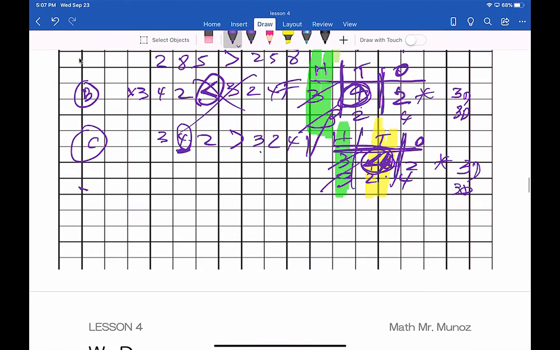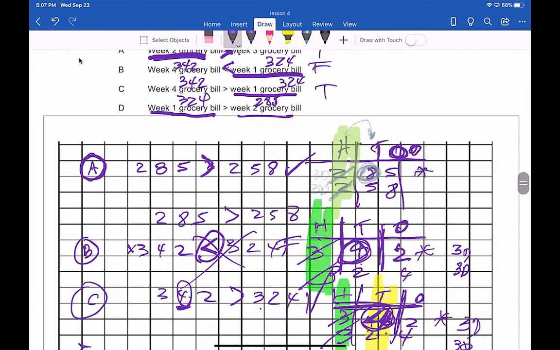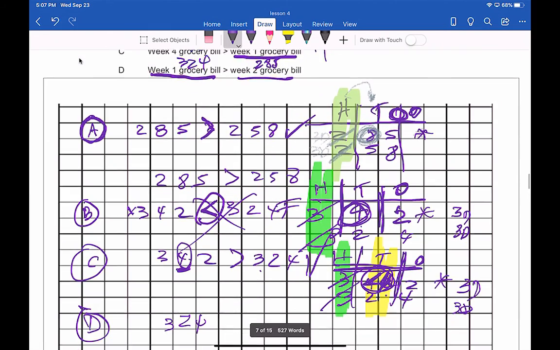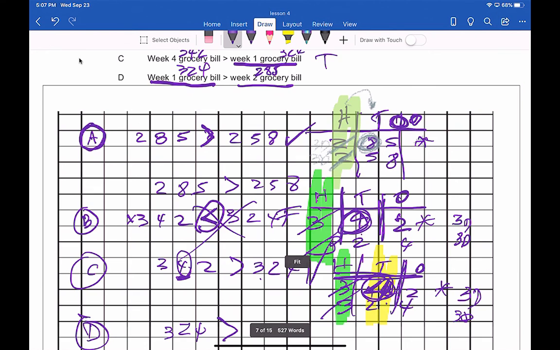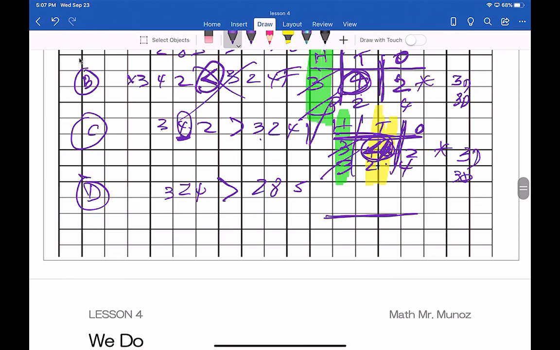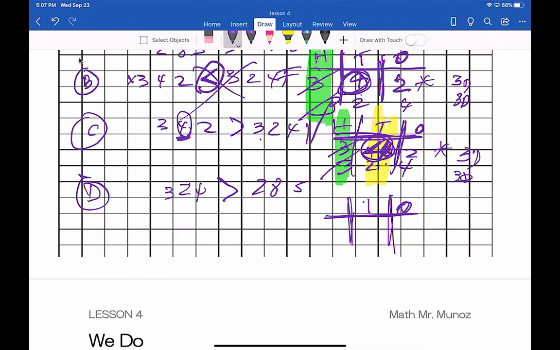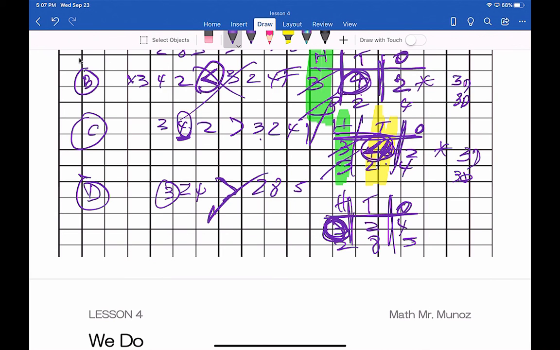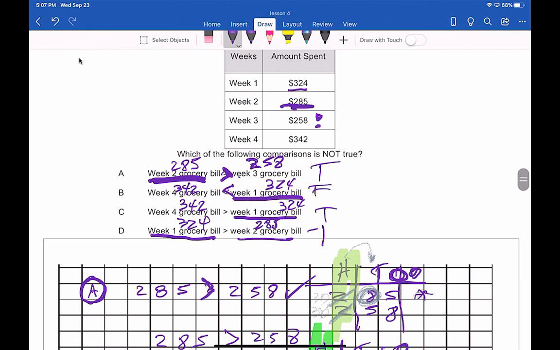And finally, D, you copy this number 324, and they said it is bigger than 285. We do our place value chart. We write the numbers 324, 285. Compare the first one. This is 3. That is correct. This is the biggest. That is correct. That means true. Final solution is B, because we were asked which is not true, and that is B.